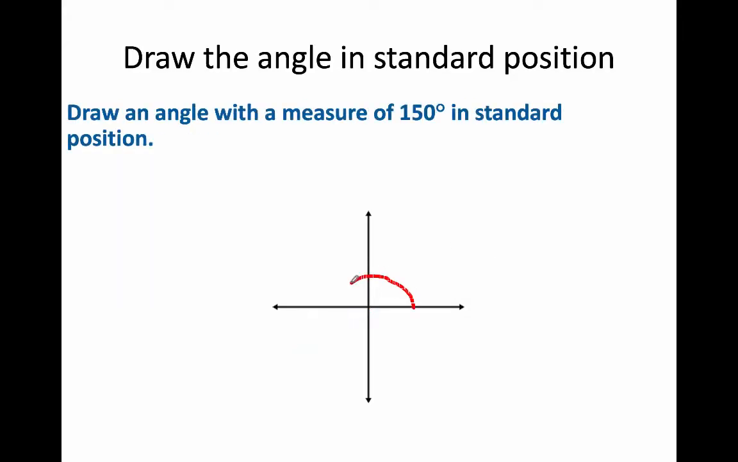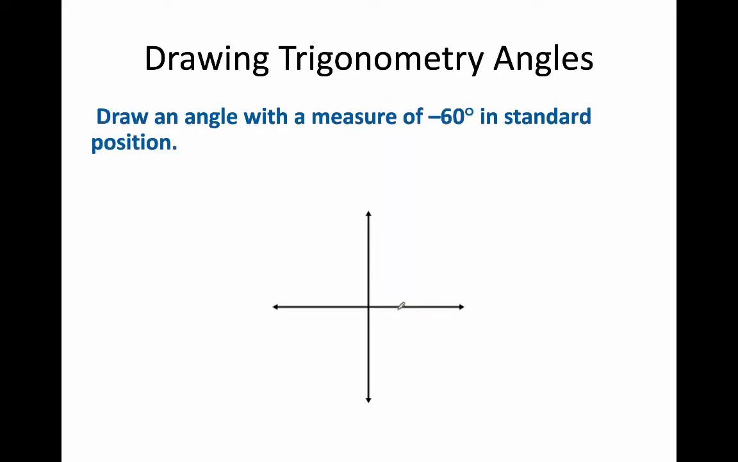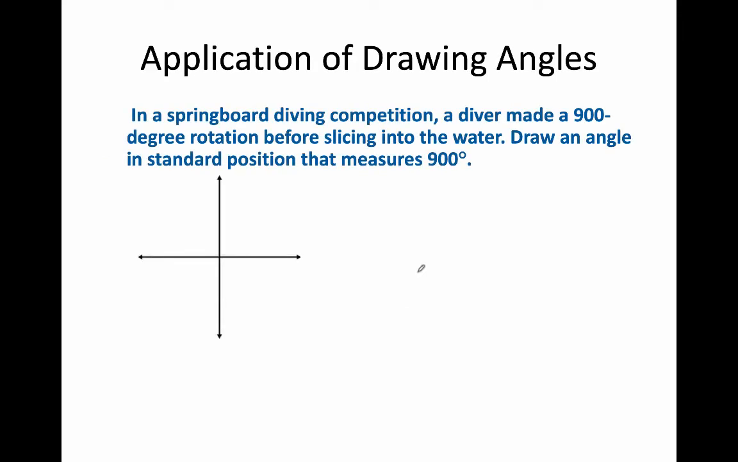150. Again, I go around here, 150. Again, I'm 30 short of the 180. Very important. Negative 60. Now I'm going down. So the reference angle is actually 60. So this is negative 60. This angle with the x-axis is 60 degrees.